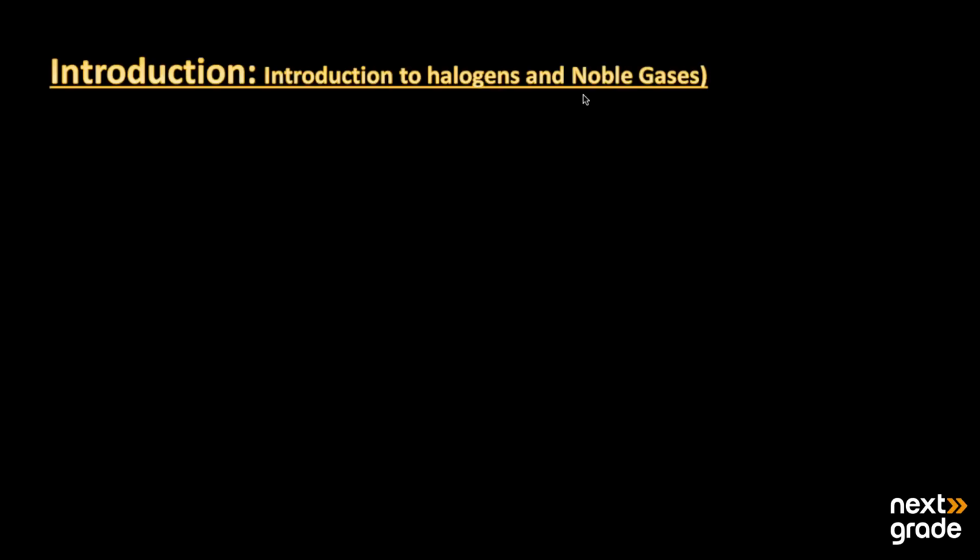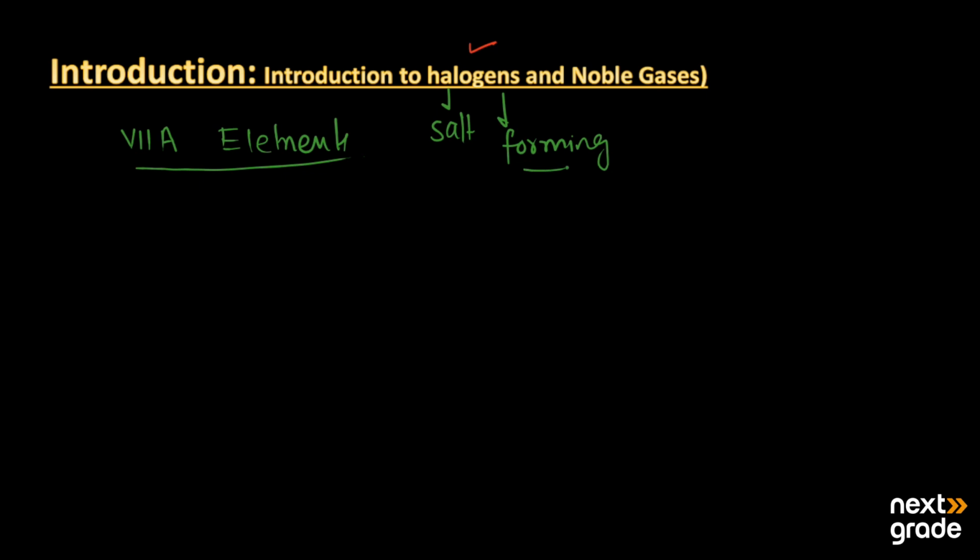So, the topic we are going to discuss is about the halogens as well as the noble gases. The halogens are basically the group 7A elements, and these elements are called halogens. The word halo means salt, and gens means forming. So these are basically salt forming elements when they come in contact with the metals.